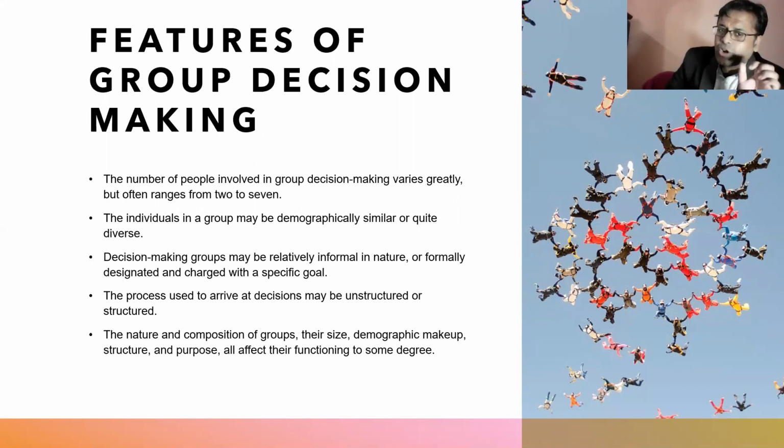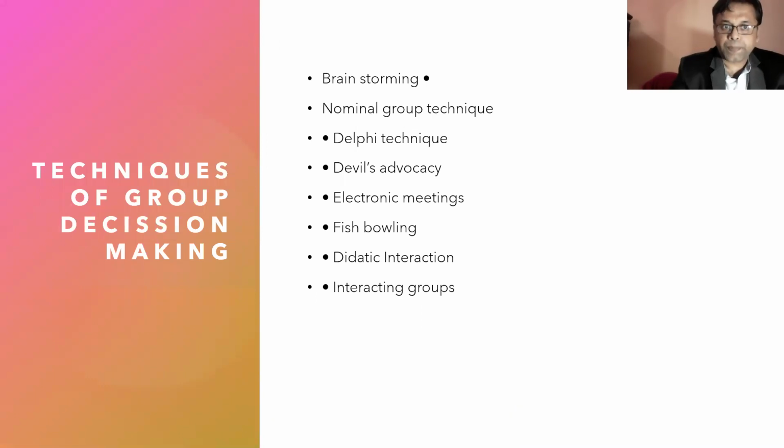The nature and composition of the group, their size, demographic makeup, and the structure and the purpose all affect the functioning to some degree, right? So all these are important factors in group decision making. What is the composition of the group? What is the diversity of the group? What is the demographic profile? What is the structure of the group? What is the purpose? What are the objectives of the group? All these have a direct impact on the group decision making process. So these are the features of group decision making.